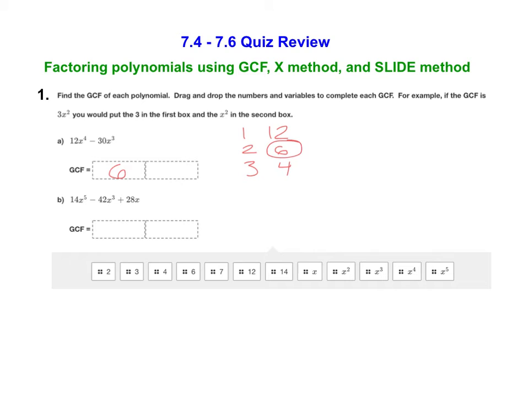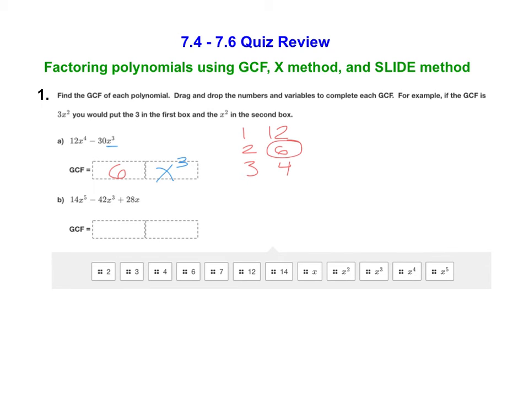Now for the variables, remember that the GCF of the variables has to be how many x's they have in common. So it's always going to be the smallest of the exponents. So with this first one having x to the fourth and the second one having x to the third, we have to take the smaller of the two exponents, which is 3, and that would make the GCF 6x to the third.